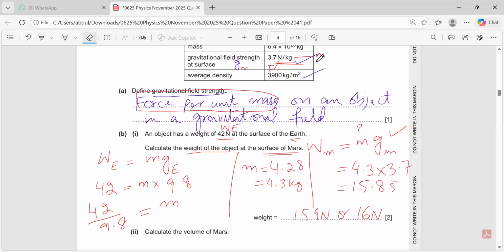So weight on the Earth was given, so easily we can calculate the mass of the object on Earth. If the mass of the object on Earth can be calculated, it is the same mass for the same object in any place in the universe. So Mars gravitational field strength is given, so simply we can use that mass to get the answer.